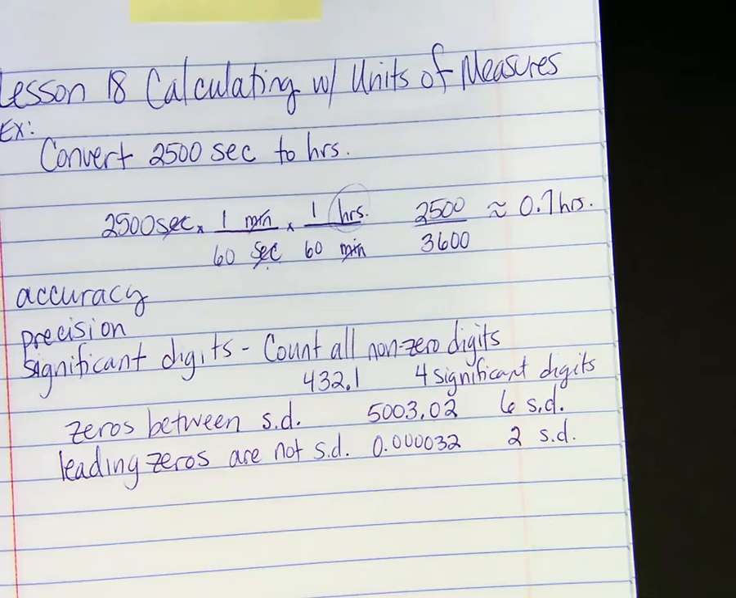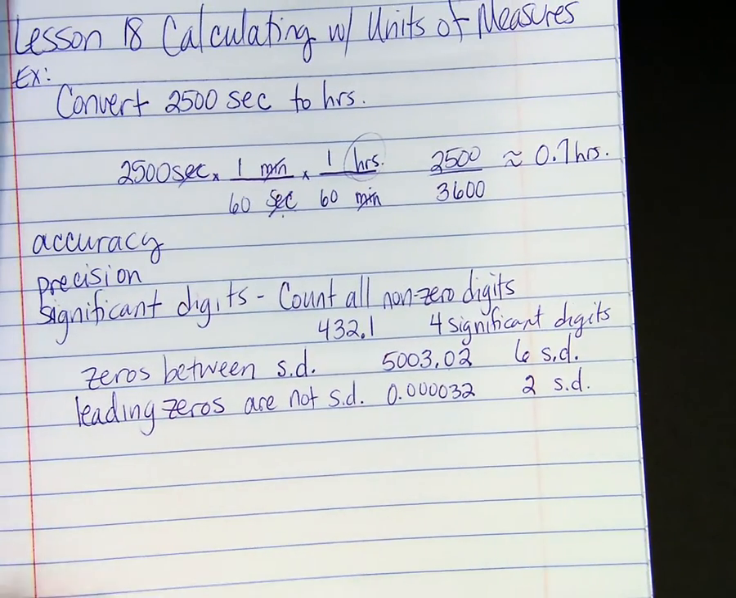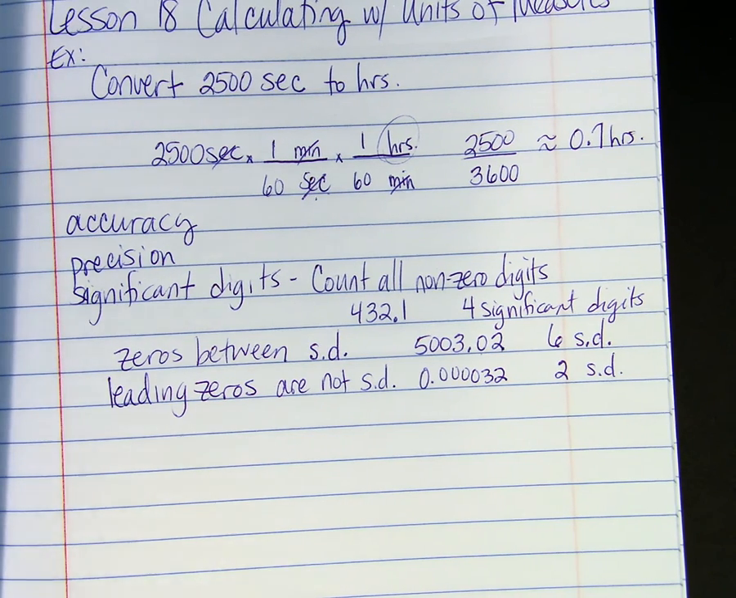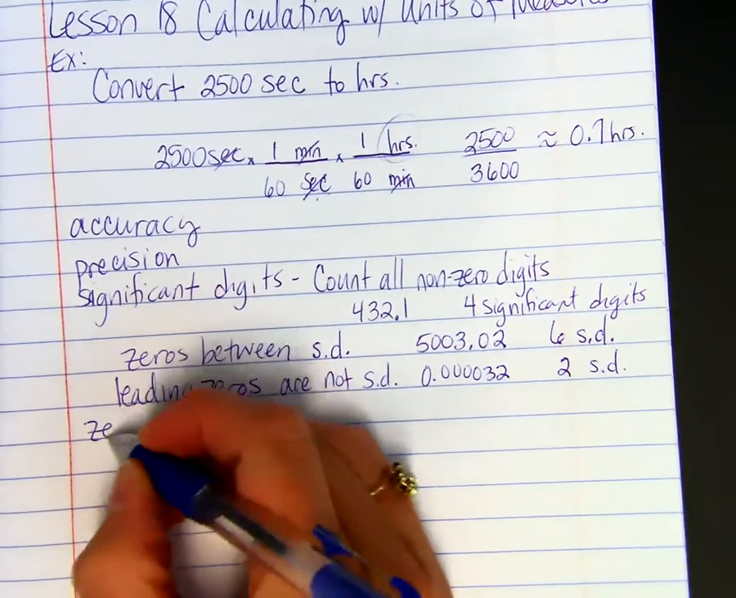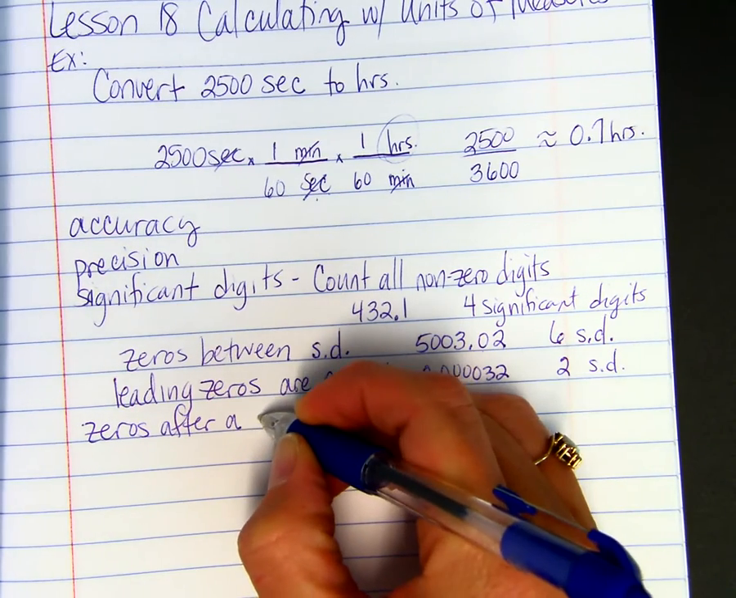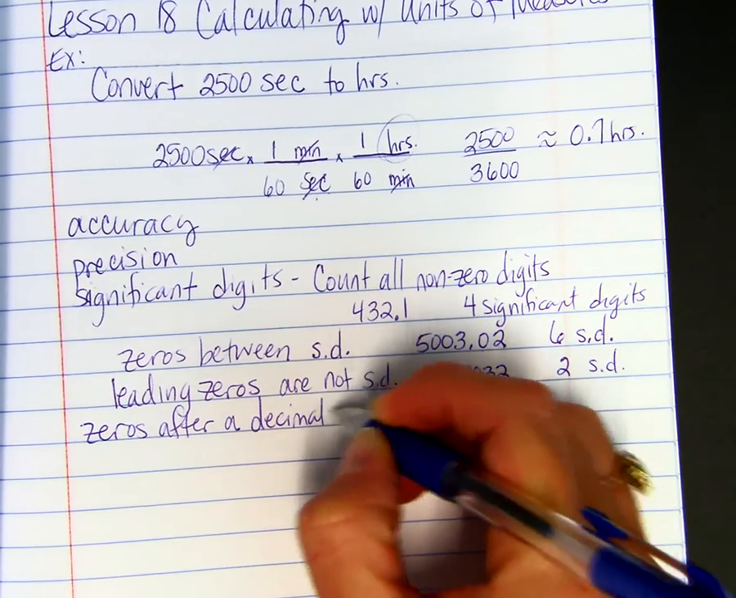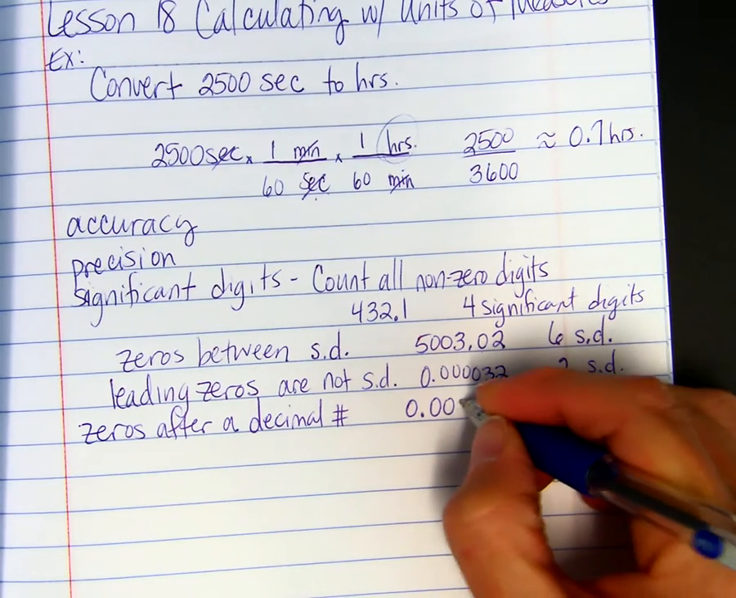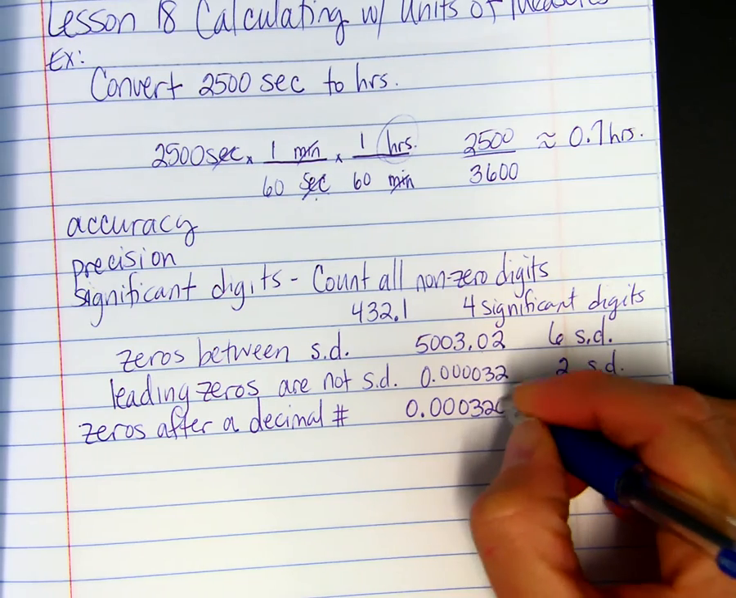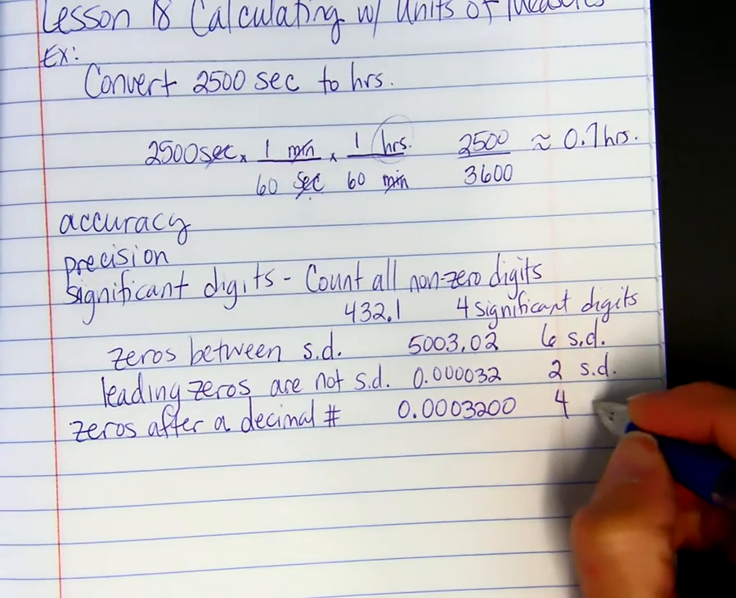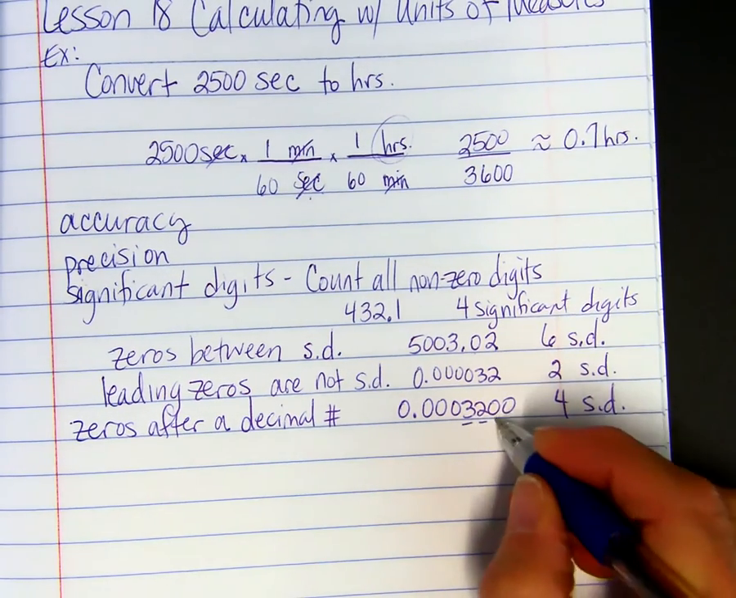So you do have to count, this is really weird because you think you don't, but you do have to count trailing zeros after a decimal. Zeros after a decimal are a significant digit in a decimal number. And the reason is, if you write it with them, then it's meant to stay with it. So this has 4 significant digits.